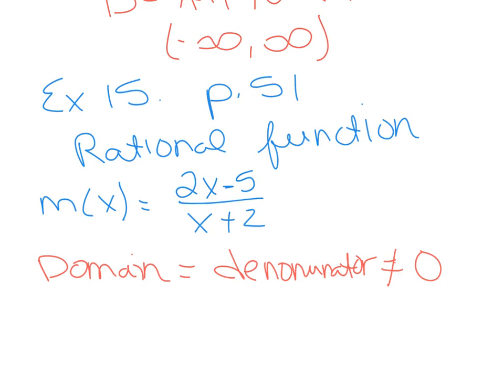So we're going to do that. We're going to take the denominator, which is the bottom, x plus 2, and we're going to say x plus 2 cannot equal 0. And that not equal sign behaves just like an equal sign. To isolate x, then, we have to subtract this 2.